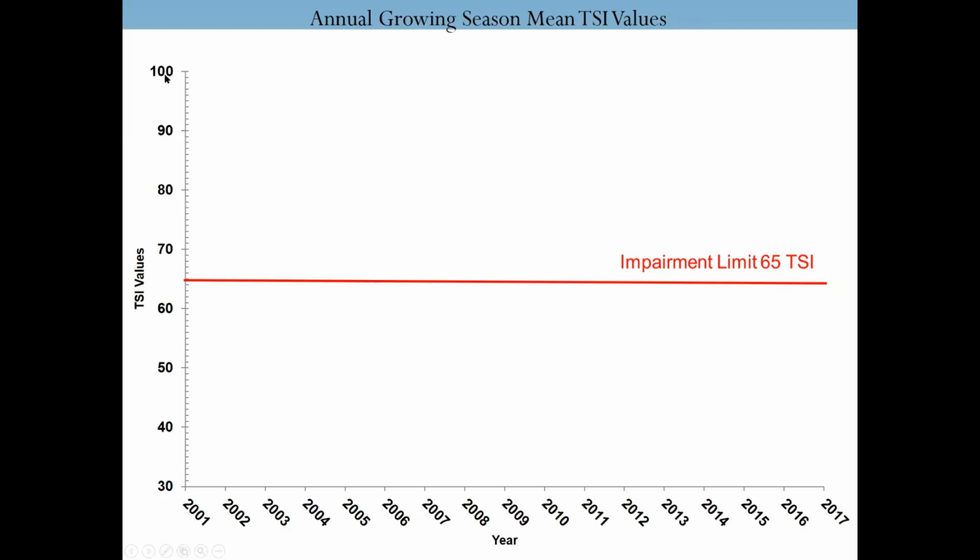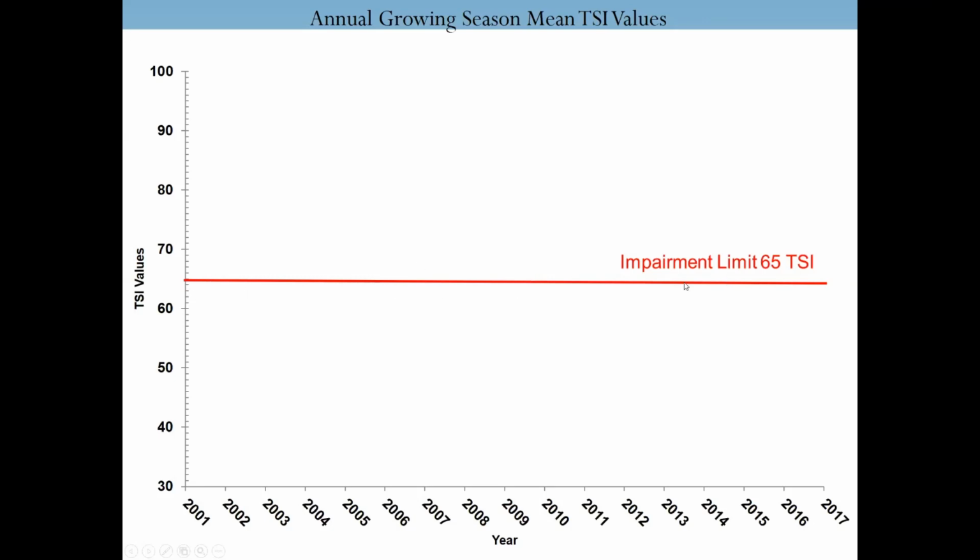And then on the y-axis, we have TSI values. Now, Jeff alluded to what these are. They are trophic state indices. And what that means is basically how productive is the lake. Depending on what the value is, the main thing is the higher the value, the worse the water quality. The lower the value, the better the water quality. So we want to be below this.